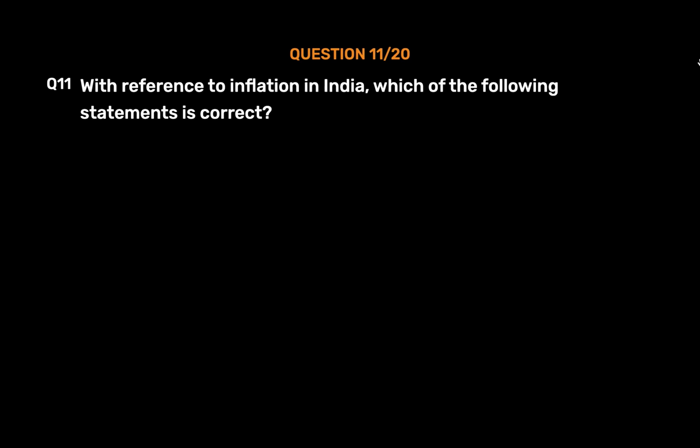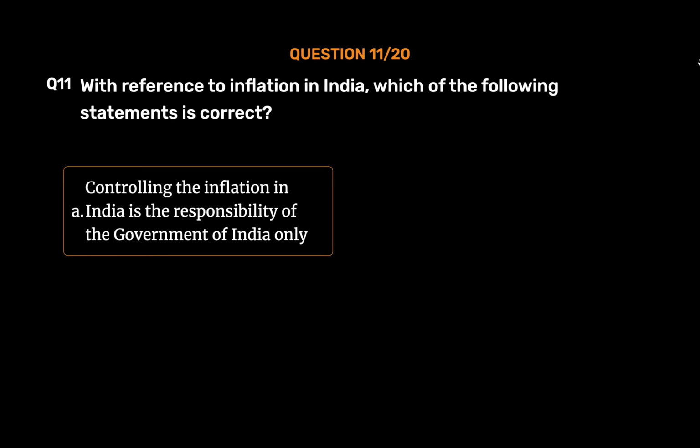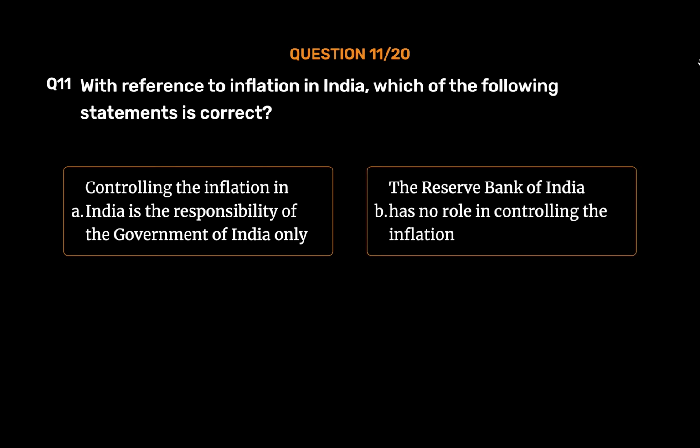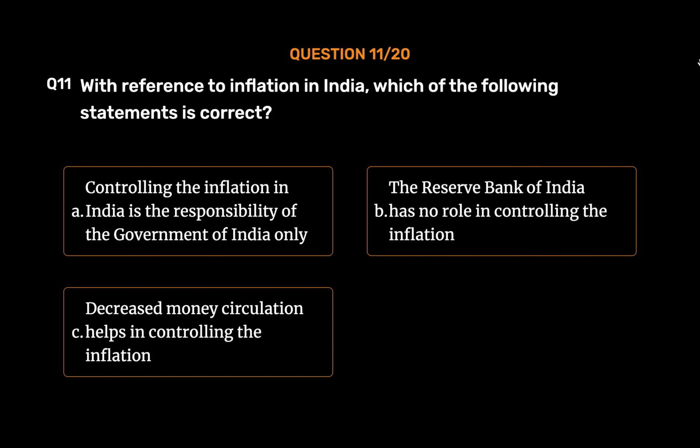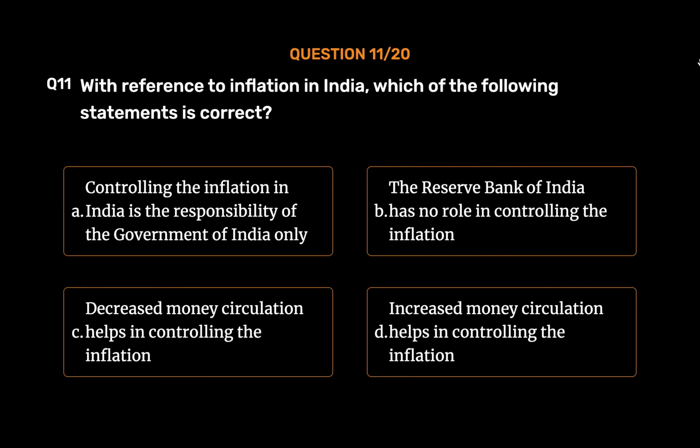Question number 11. With reference to inflation in India, which of the following statements is correct? Option A, controlling the inflation in India is the responsibility of the Government of India only. Option B, the Reserve Bank of India has no role in controlling the inflation. Option C, decreased money circulation helps in controlling the inflation. Option D, increased money circulation helps in controlling the inflation. The correct answer is option C. Decreased money circulation helps in controlling the inflation.